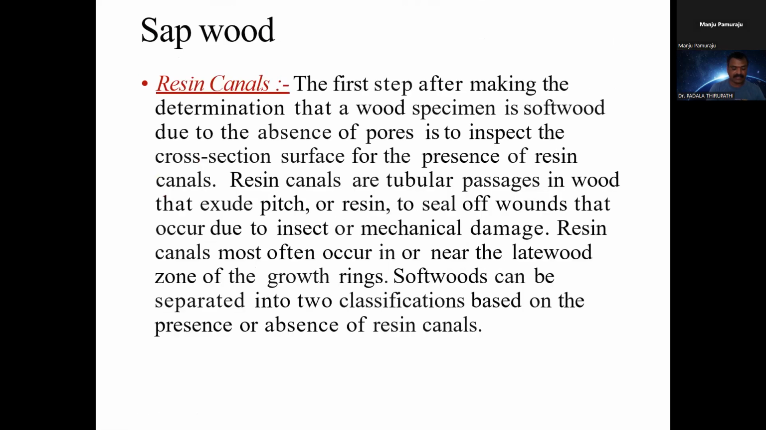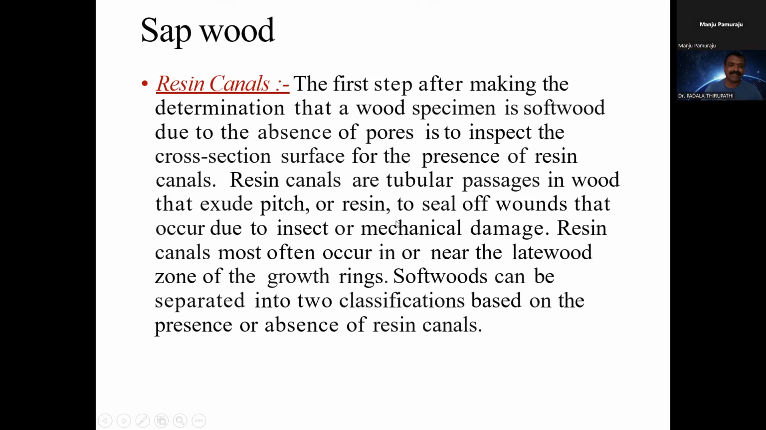So the next one is the resin canals. The first step after determining that the wood specimen is a softwood is the absence of pores. If the pores are absent, it is called non-porous wood. So here inspect the cross-section surface for the presence of resin canals. So resin canals are tubular passages in the wood.